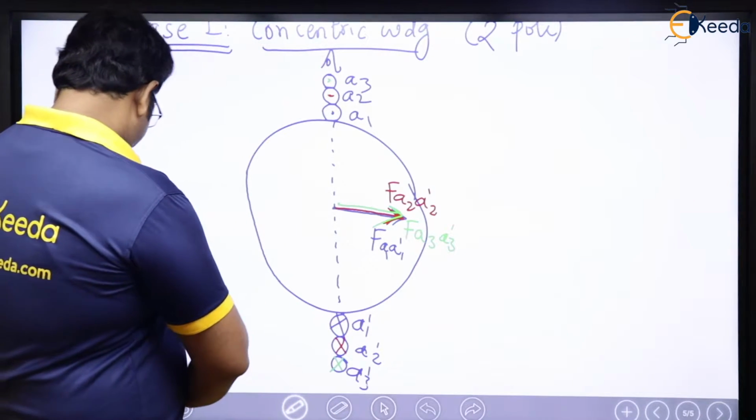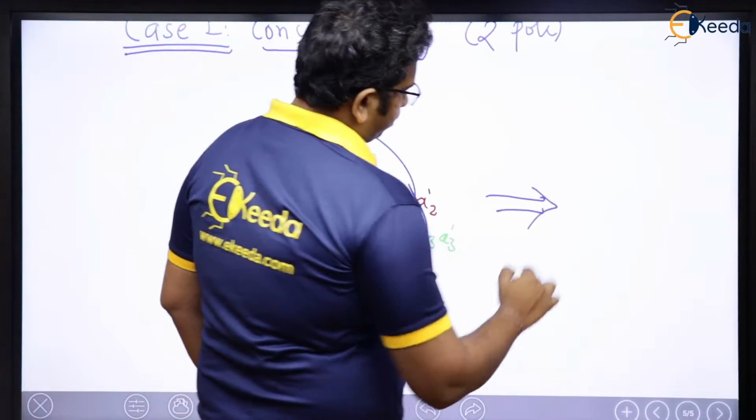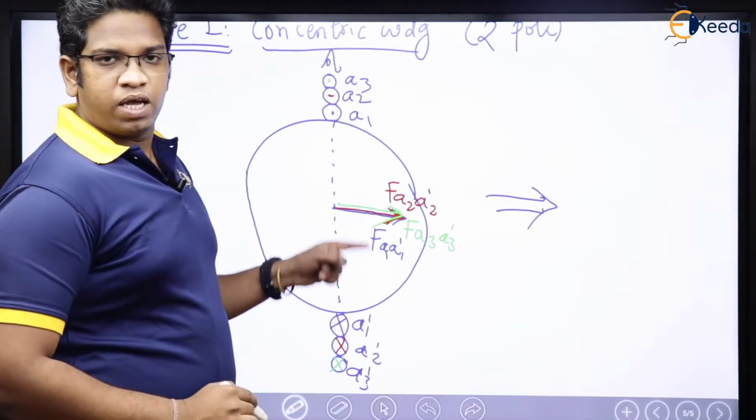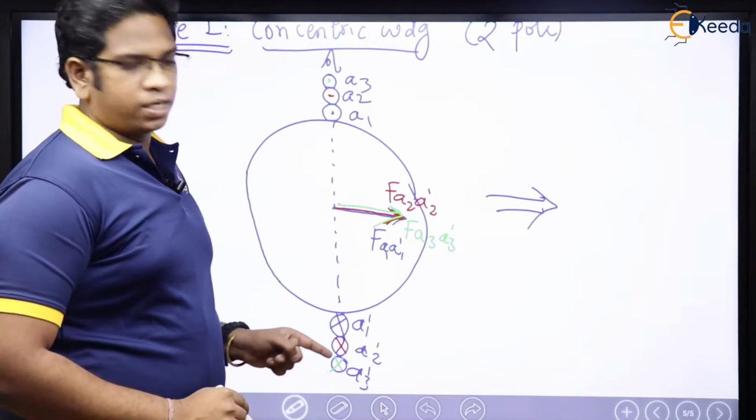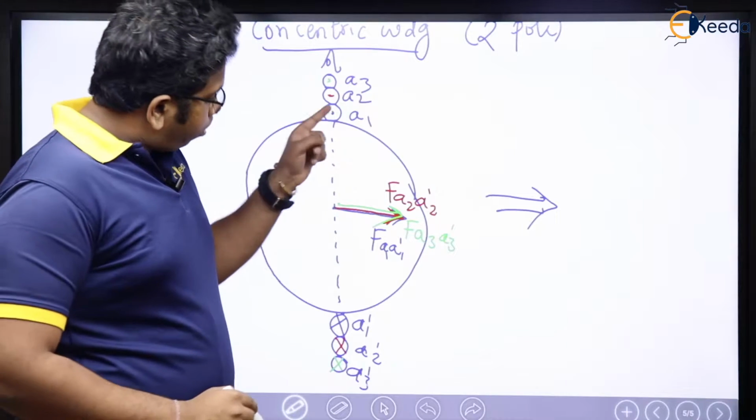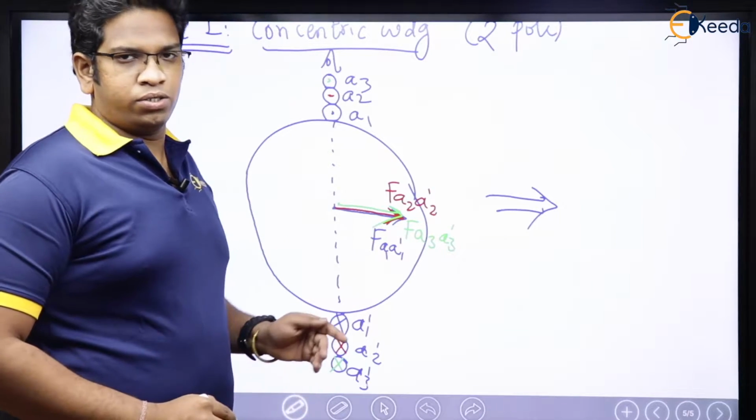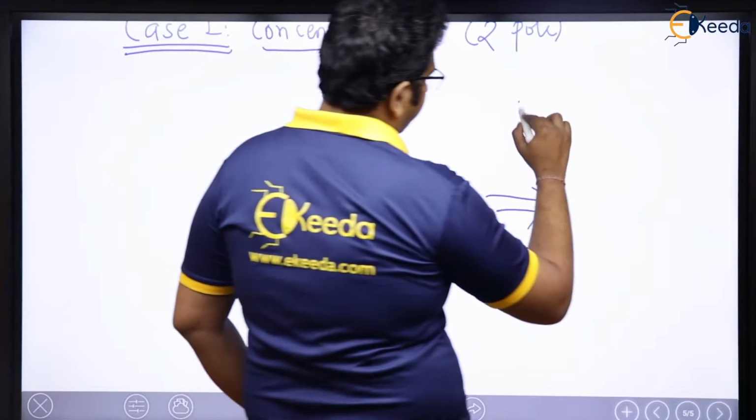Now you please tell me, can I represent the same thing this way? Since all the 3 MMFs produced by all the 3 turns, you can say A1 A1 dash, A2 A2 dash, A3 A3 dash, if you think of all the turns, the MMF created is in the same direction. So what will be the net MMF?